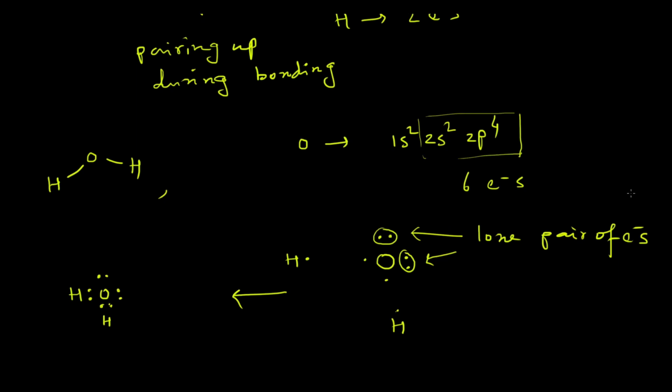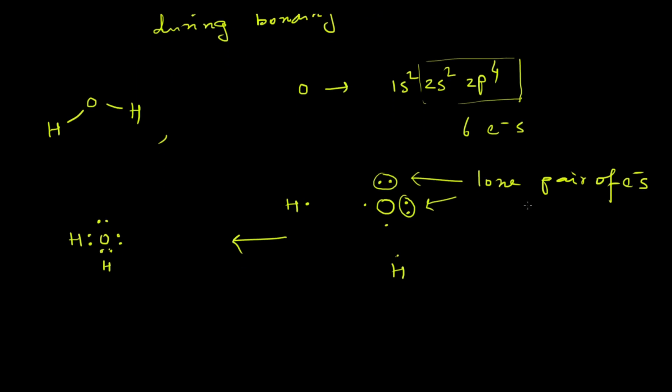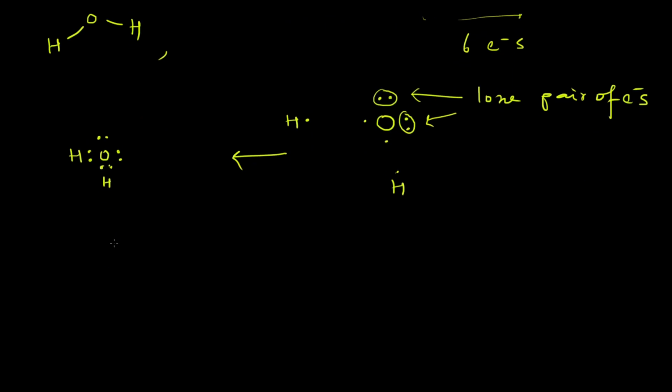And the Lewis dot structure for the water molecule will look like this. So you can now know what is a lone pair of electrons and what is a bond pair of electrons. Now we have to understand what the rule of octet is, because this is the crucial thing about Lewis structures.